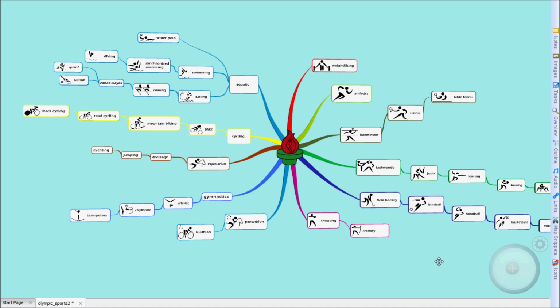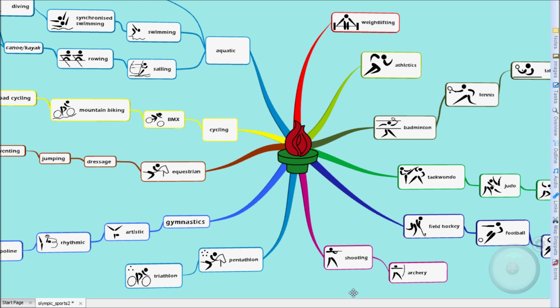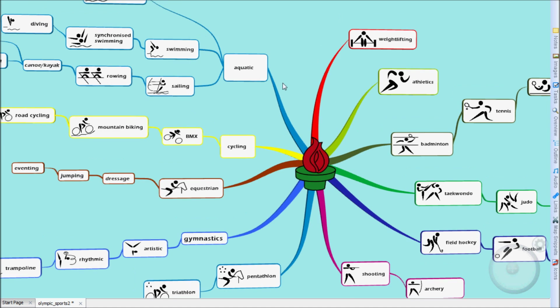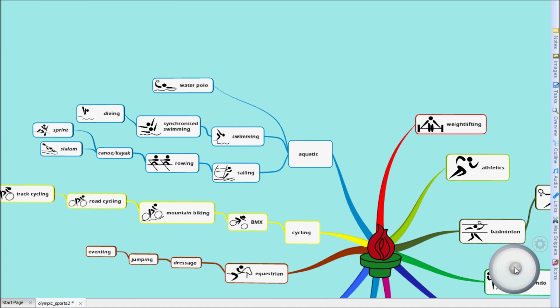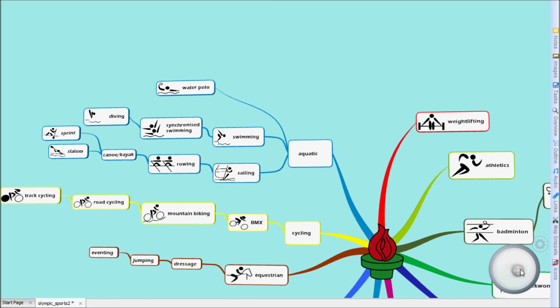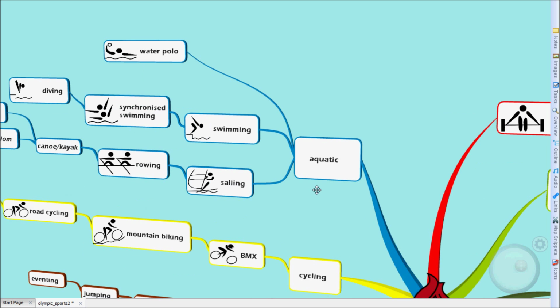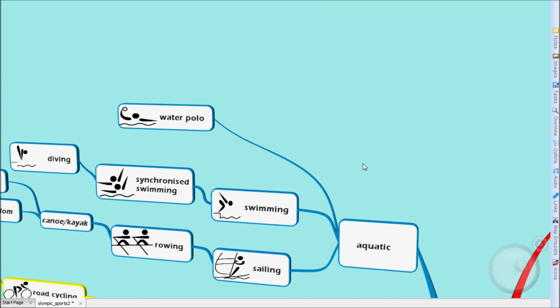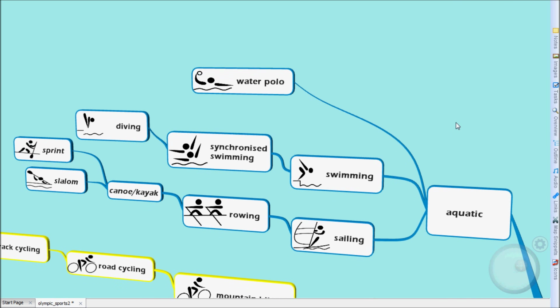Okay, so here we are with our mind map of Olympic sports, and we're going to start with the first one, which is aquatic sports. So that's involving water. And don't forget here that I've only given you the main disciplines and not all of the individual events. So we're going to start with the aquatic events and the ones that we play in water.